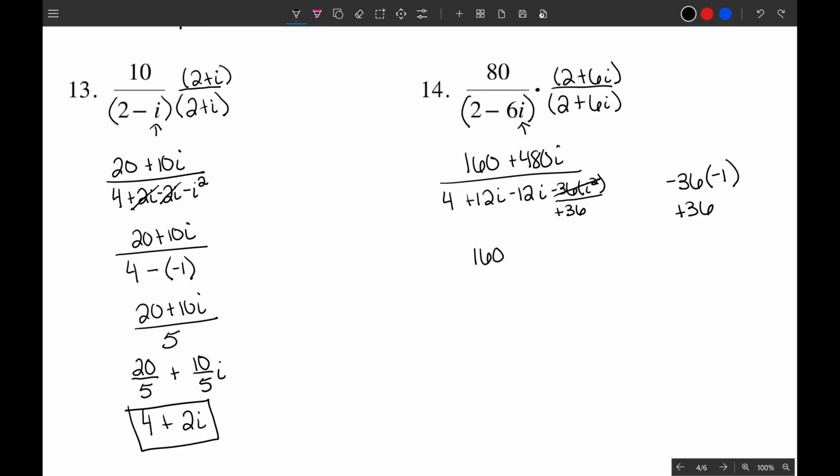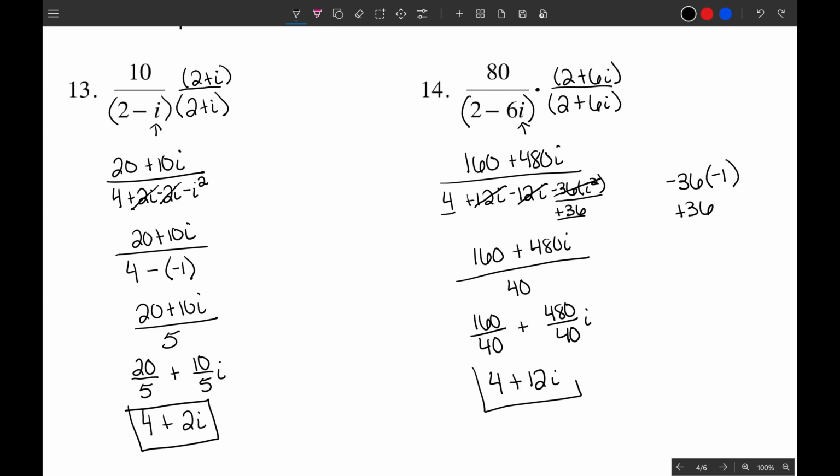So on top, I have 160 plus 480i. On the bottom, I know that my 4 and my 36 are going to go together. That makes 40. And that the 2 in the middle should cancel. My 12i and my negative 12i cancel. So now I'm going to take the 160 and divide it by the 40 plus, and then do my 480 divided by 40. Make sure you put that i at the back. 160 over 40 is equal to 4. And 480 divided by 40 is 12, and then you have your i.